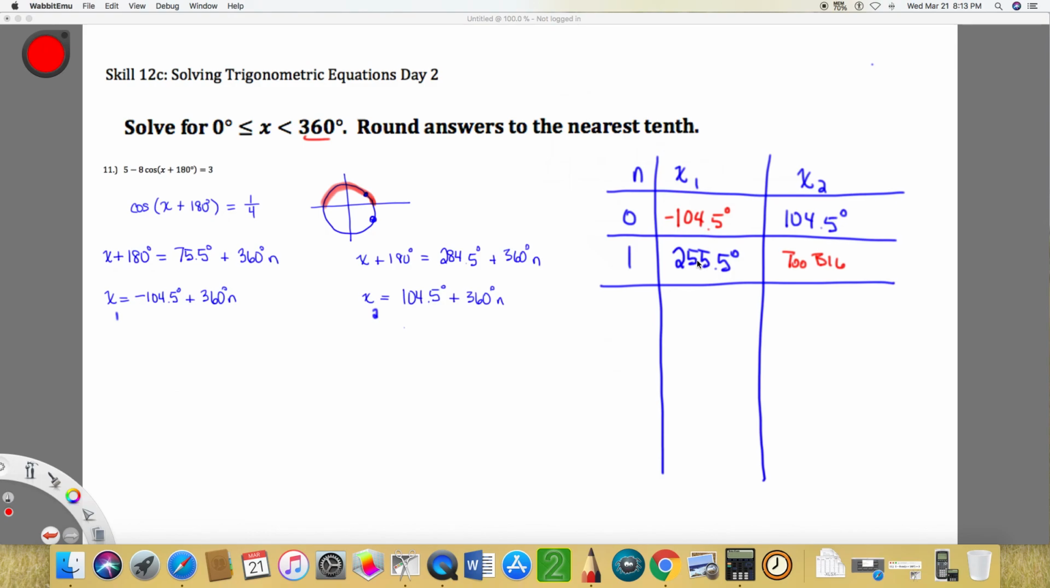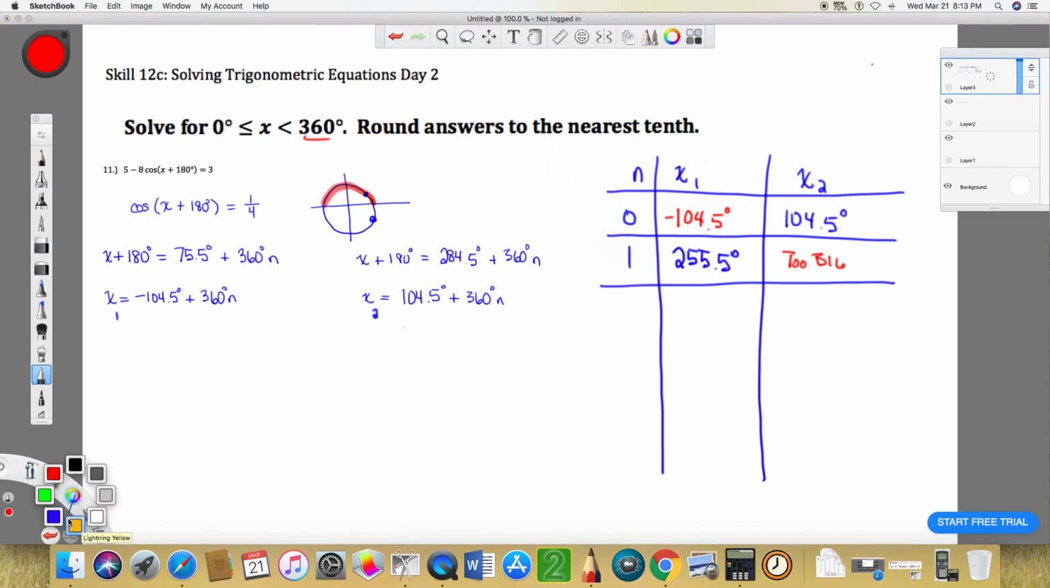Both of them are in the range that we want. So there's our solution. Let's highlight it. I have to turn on my heat. I'm sitting here freezing. I'm shaking as I'm doing this. So those are in our solution set. Although there's infinitely many values that satisfy this equation, it's only those two that are between 0 and 360.